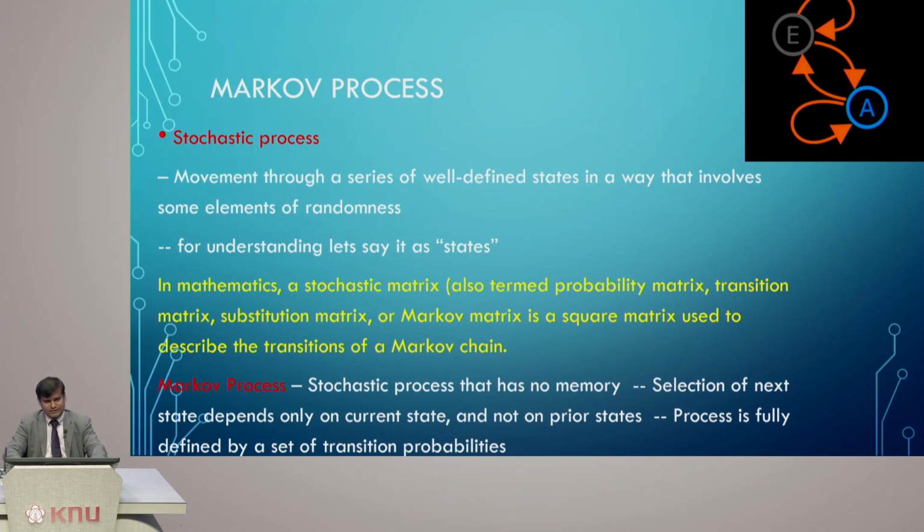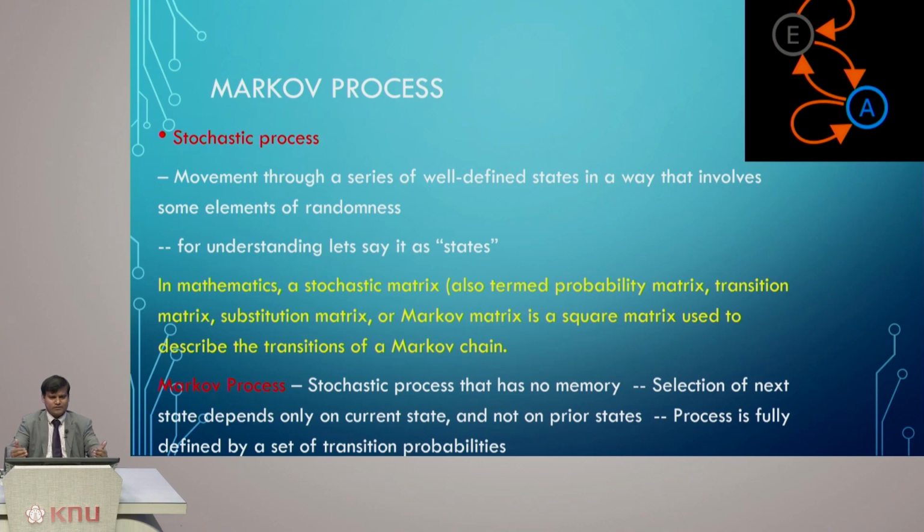Okay, here is the simple definition of this Markov process and stochastic process. A stochastic process is the movement through a series of well-defined states in a way that involves some element of randomness. So you have well-defined states, as we have seen earlier. We have state A and state E, so they are well-defined states. And you are going to move from one state to another, a series of movements.